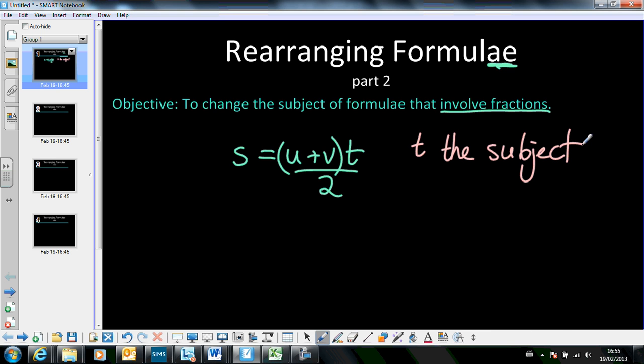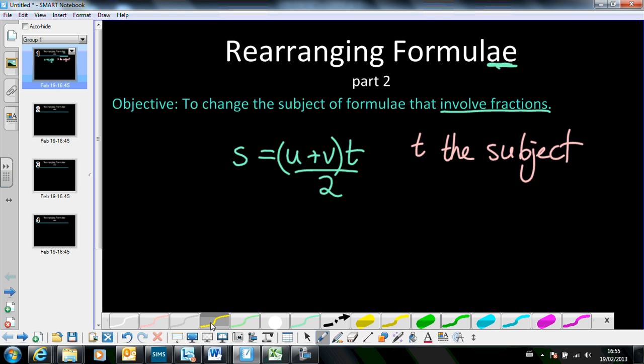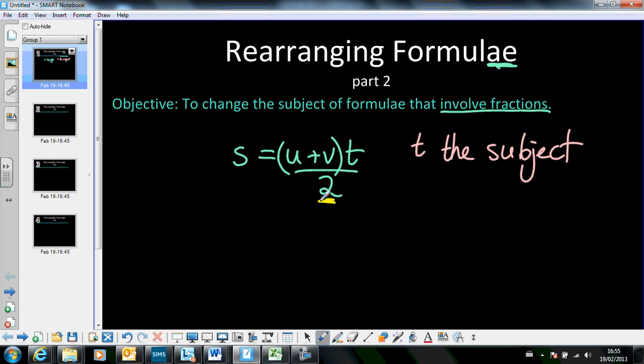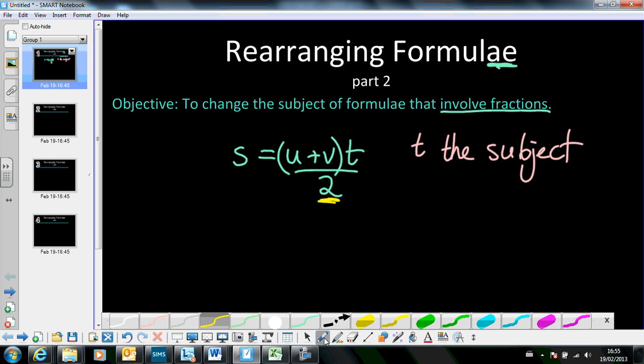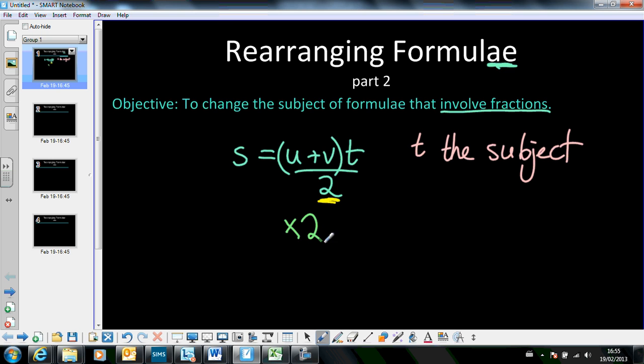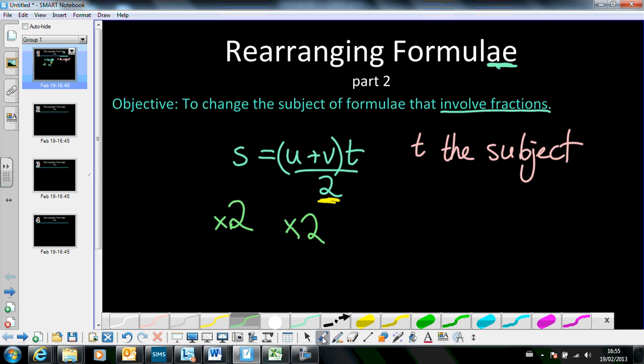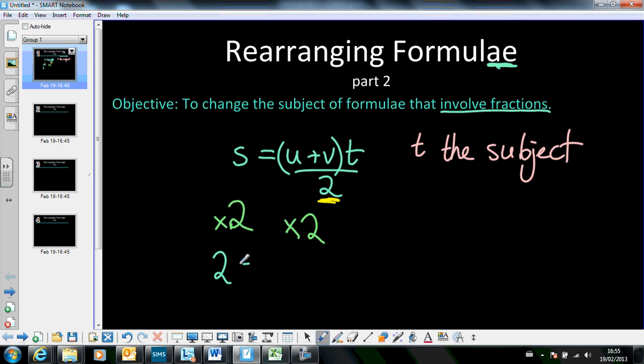And the first thing I'm going to do is get rid of this 2 here. It's being divided. How do I get rid of it? Multiply by 2 on both sides. Multiply by 2 on the left, we're going to get S times 2 is 2S. And multiply by 2 on the right, so that just cancels out the divide by 2. We get U plus V times T.